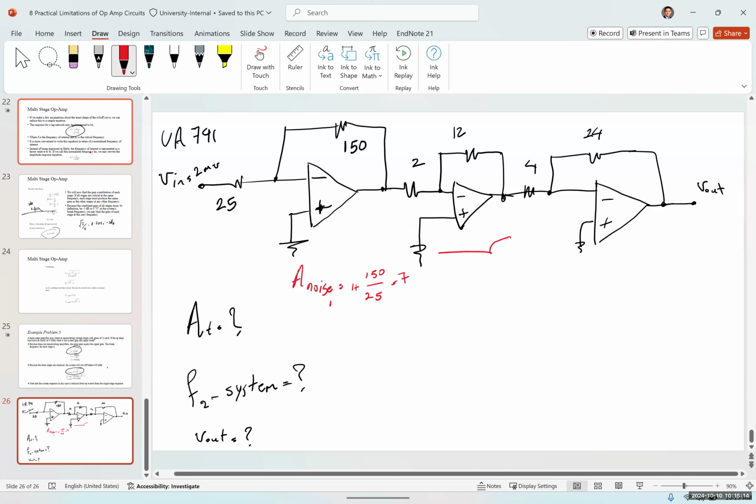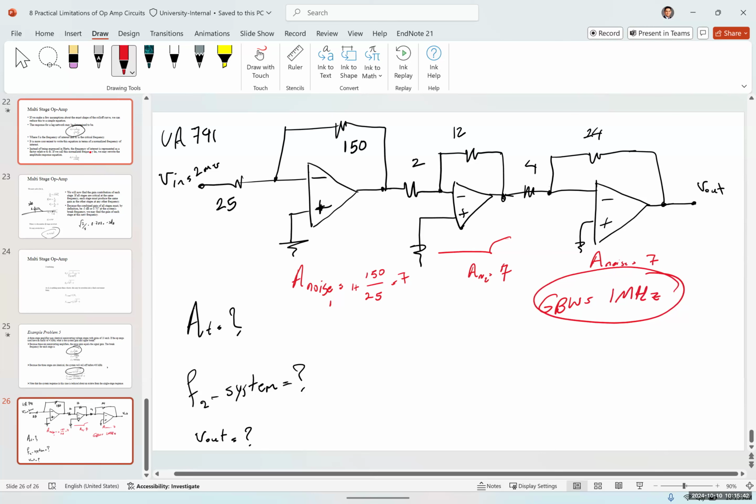What about the second one? It's going to be again 7. And what about the third one? 24 over 4 plus 1. Again, it's going to be 7. Since all of them are the LM741, they share the same gain bandwidth product. And for LM741, as mentioned, it's 1 megahertz.